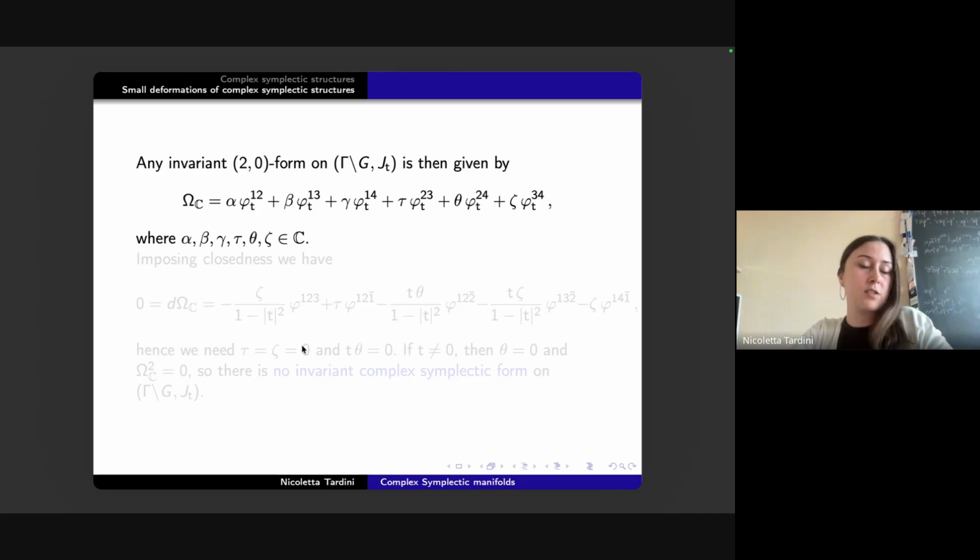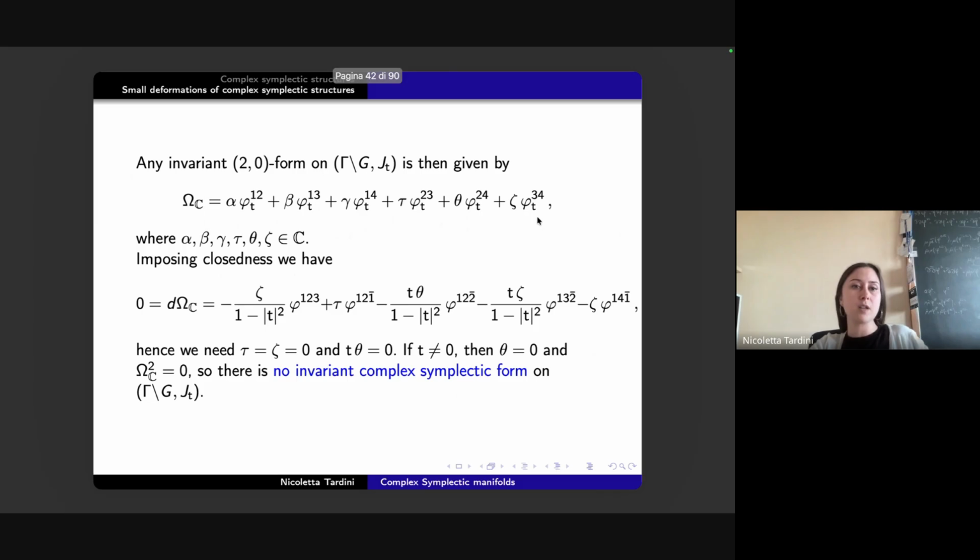We do it like this. You take an invariant (2,0)-form. An arbitrary invariant (2,0)-form can be written in this way. So you have all the 12, 13, 14, 23, 24, 34, okay? So this is the generic invariant (2,0)-form on the manifold with complex constant coefficients. So we want to find a contradiction. We want to show that omega c cannot be complex symplectic.